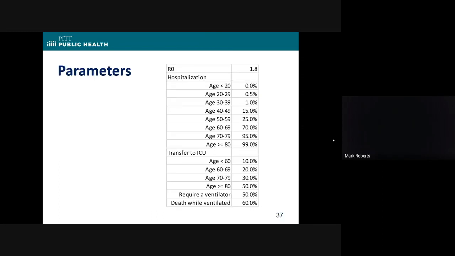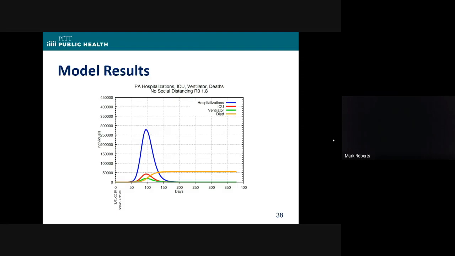So here are the other parameters that we've been using. We have an R naught in this particular model of 1.7; it was 1.8. These are the likelihood of hospitalization if you get the disease, and the likelihood of transferring to the ICU. Once you're in the ICU, the likelihood of requiring a ventilator, and once you're on a ventilator, the likelihood you would die. So this is what the output of the model looks like.